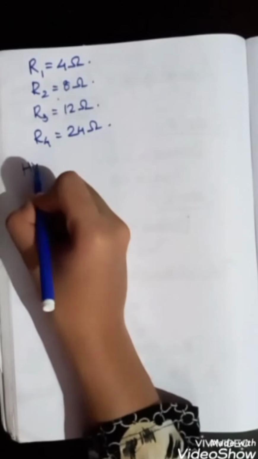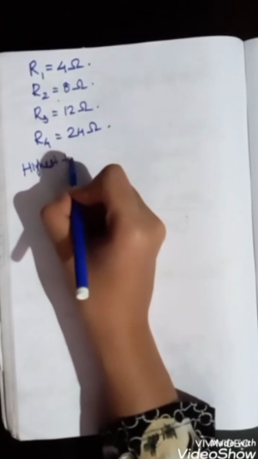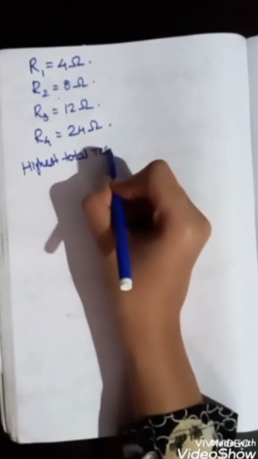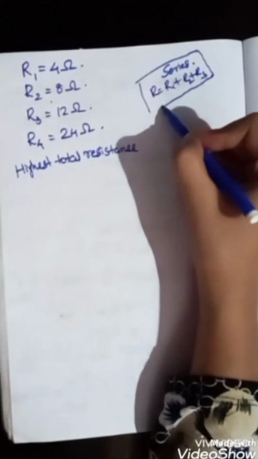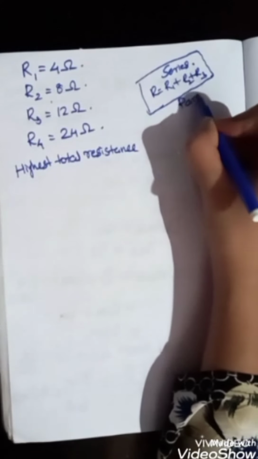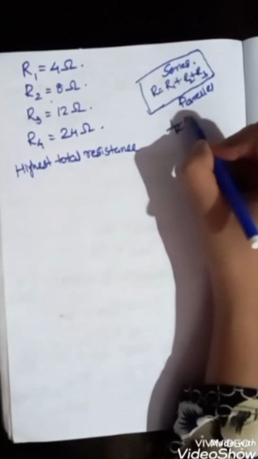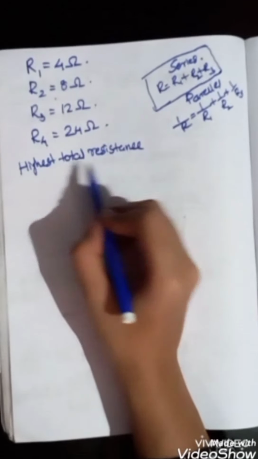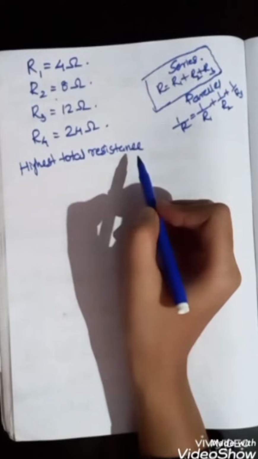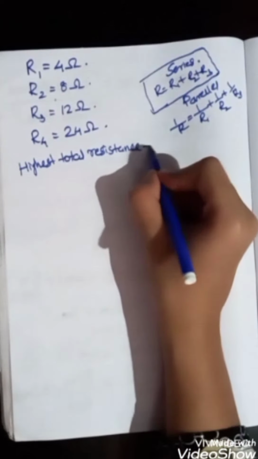What is the highest total resistance? How do we get the highest total resistance R here? We know by connecting in series combination. In series combination, R is equal to R1 plus R2 plus R3. That is, by connecting in series combination, we get the highest value of total resistance, and by connecting parallel combination, that is 1 by R is equal to 1 by R1 plus 1 by R2 plus 1 by R3, we get the lowest total resistance. So the highest total resistance is secured through series combination.